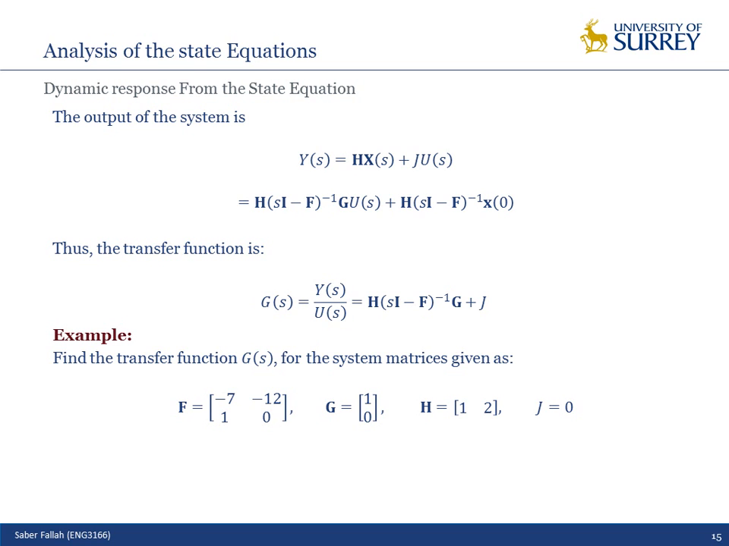Now, assume I have a system in state space format. Its matrices are given as here. I have the system matrix F, the input vector G, the output vector H, and a scalar J. I want to see how I can find the Laplace transform or transfer function of this system using these system matrices.